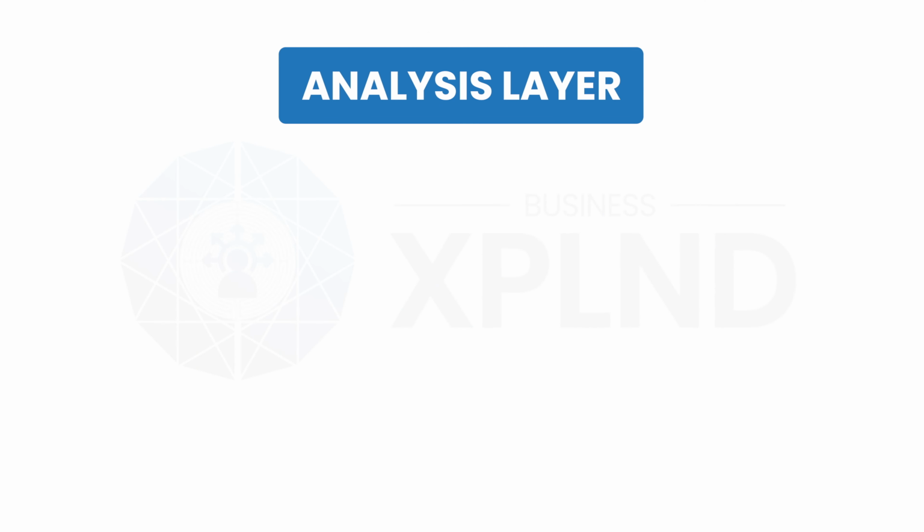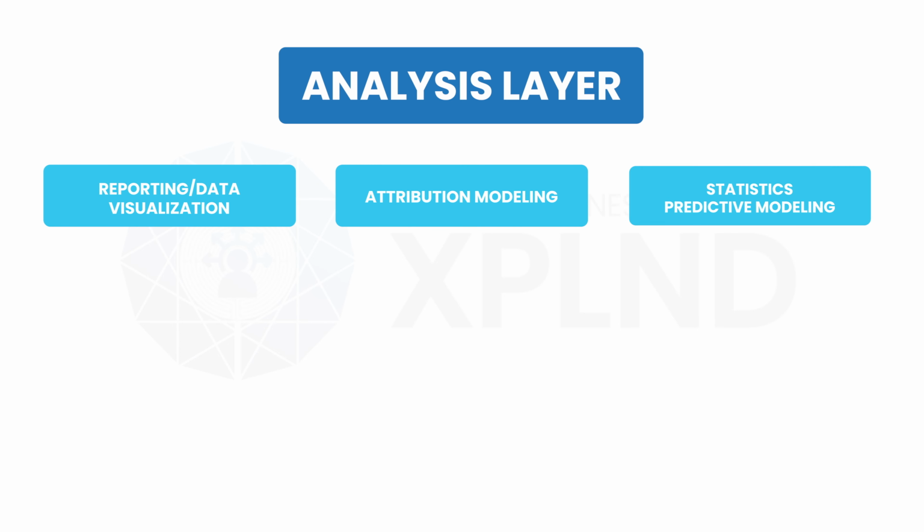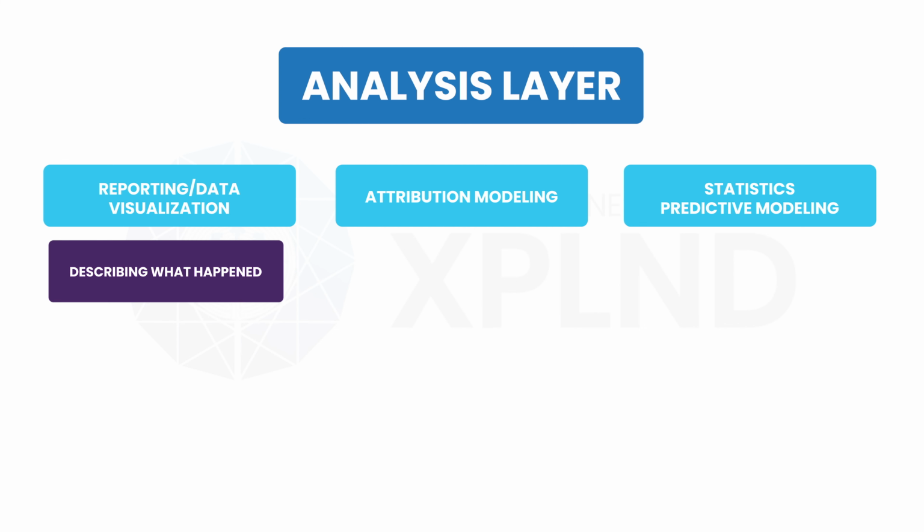So let's talk about the analysis layer of your marketing tech stack. The analysis layer includes things like reporting, data visualization, attribution modeling, and statistical predictive modeling. When you're looking at reporting and data visualization, you're basically describing what happened. Usually you're talking to leadership, managerial people, and you're just trying to figure out what happened this last quarter, what happened with this campaign, what happened when we did X, Y, and Z.